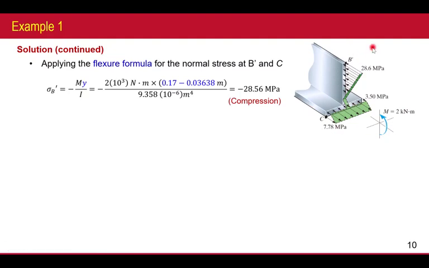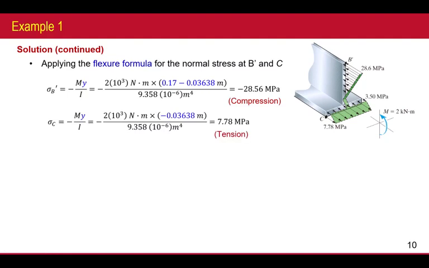Because of 0.15 plus 0.02 minus the neutral axis, that's why you can get these things. You see negative 28.56 megapascal. But remember, this is sigma B prime, not actual. Clear?